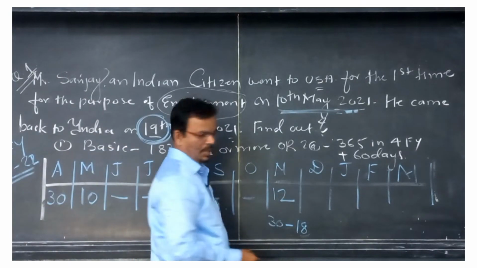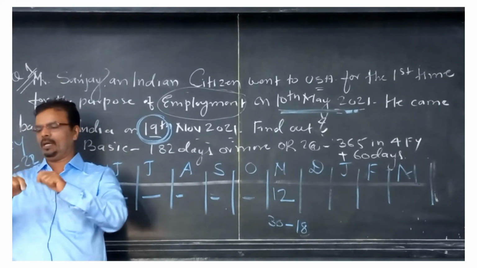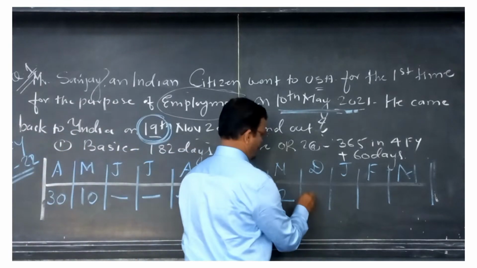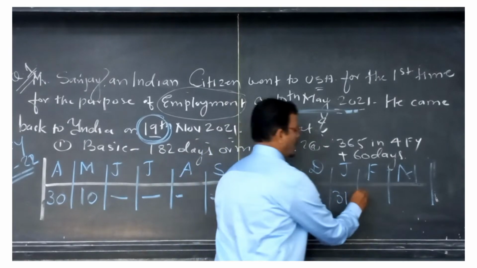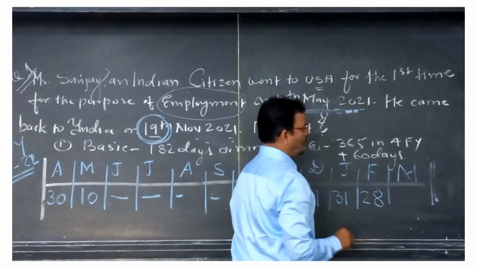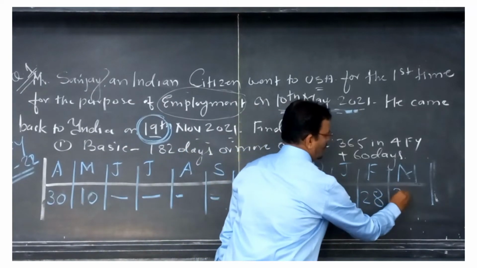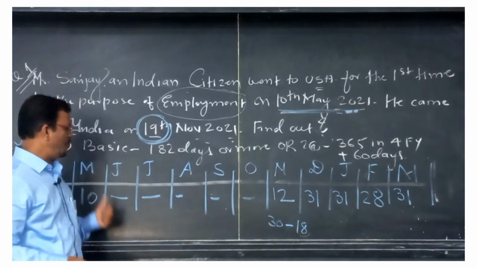Now December. So December, January, February, March. How many days in December? 31. January? 31. February? 28. March? 31.